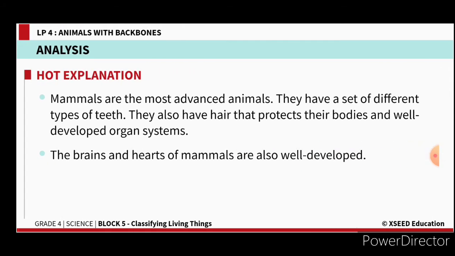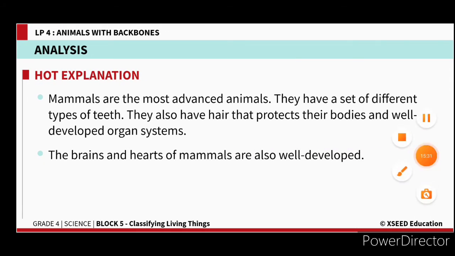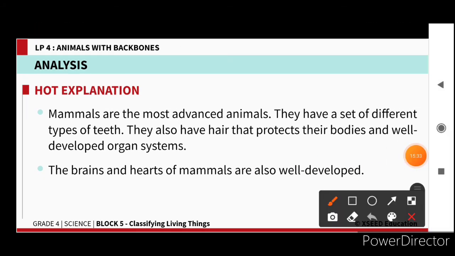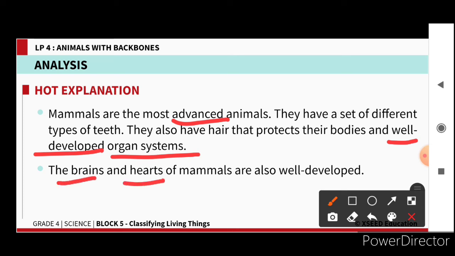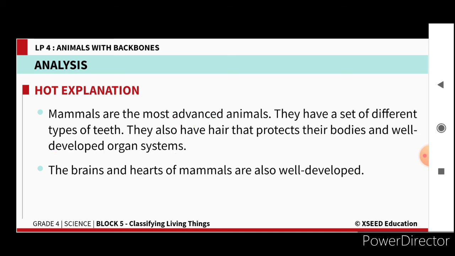You know very well. Just now I told you mammals are the most developed and advanced animals because they have well developed organ systems, separate organs for digestion, for respiration, for transportation. They have different well developed organs, and their brain and heart are also well developed. That's why mammals are considered advanced animals, right?